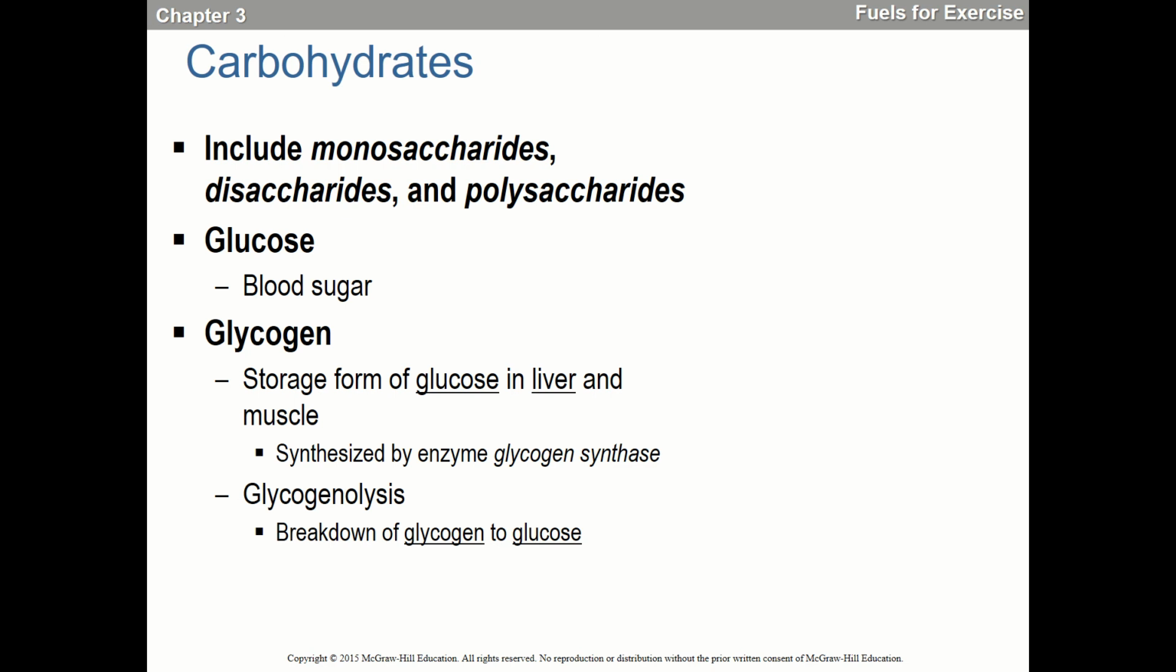Now, for fuel, something that I want you to know: any cell in the body can use glucose. Everyone good with this? Your brain can use it, your muscles can use it, your liver can use it. Now, the other two, fructose and galactose, only your liver can process. So whenever we're consuming table sugar, sucrose, one of the disaccharides, that fructose can only be processed in your liver. Everyone good with this?